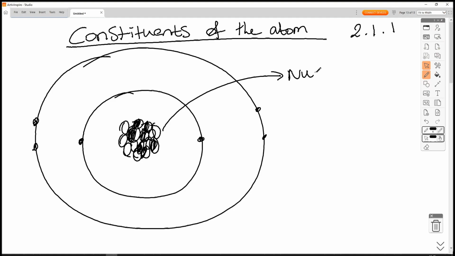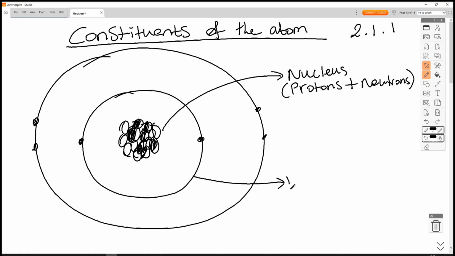So this is our nucleus, which is made of protons plus neutrons. These are discrete energy shells. And then we've got our electrons.